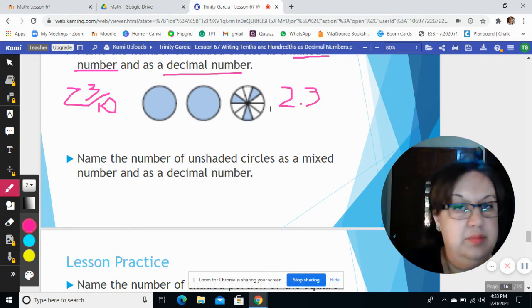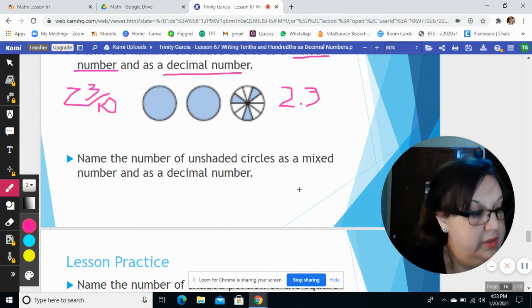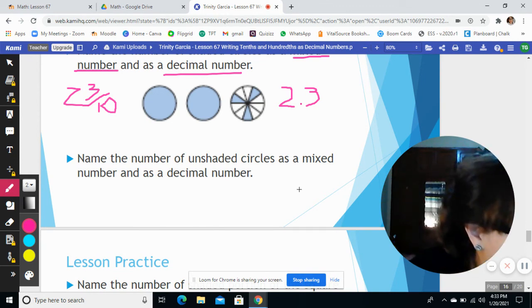Name the number of unshaded circles. Sorry, I'm looking because my book tells me something that's not right. So I'm just trying to figure out why it tells me. Oh, I was looking at the wrong one. All right. It's not in here, that's why.